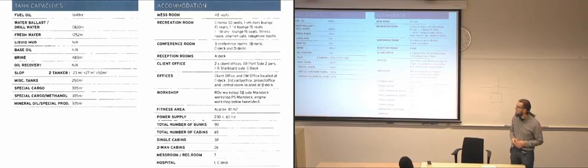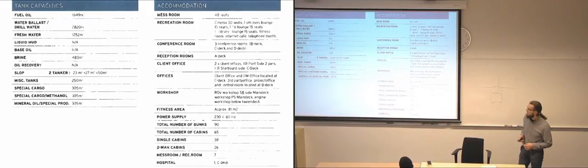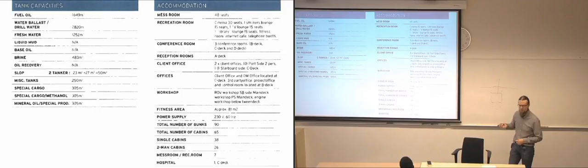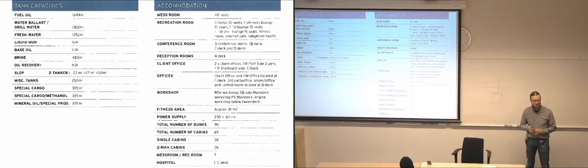Quite a lot of tank capacities: ballast, freshwater, liquid mud, base oil. They have very specialized information that we won't really bother much with. Mess room, so they have room for 48 of their crew. They could handle 90 crew, but only half of them can sit down and eat at one time.